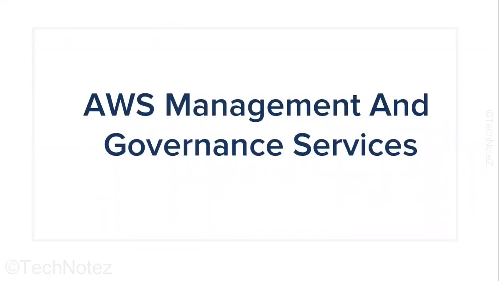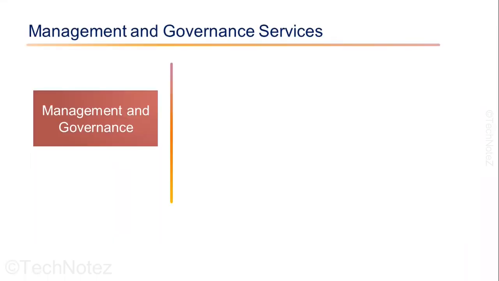Next, let's talk about AWS Management and Governance Services. AWS Management and Governance Services are designed to help organizations manage their cloud resources and applications in a secure and compliant manner. These services provide a suite of tools and features that enable administrators to automate tasks, monitor performance, track cost, and enforce policies. Here are some of the key AWS Management and Governance Services.